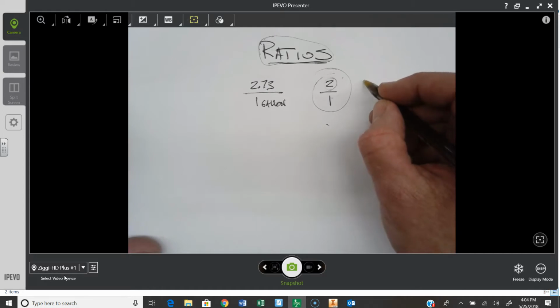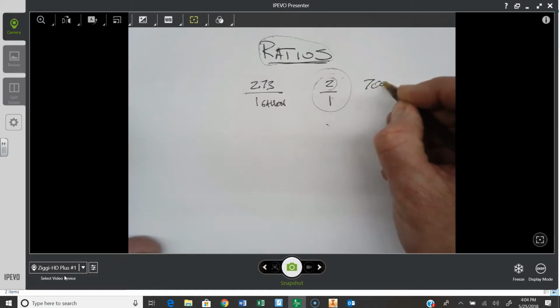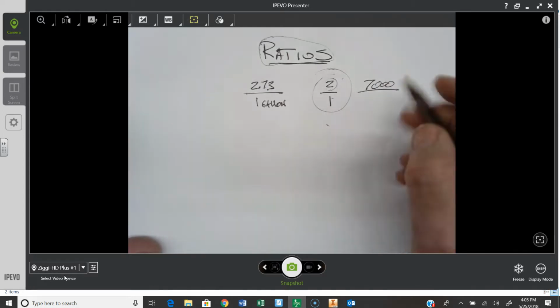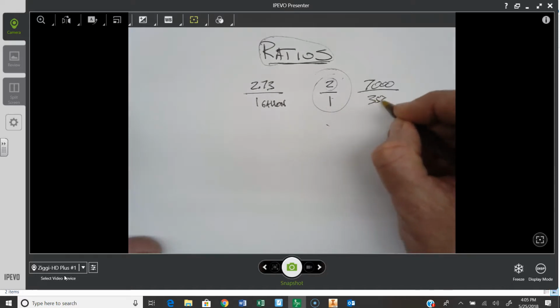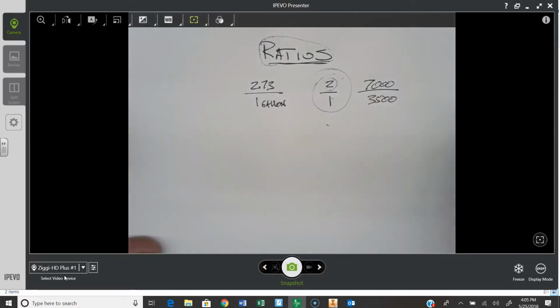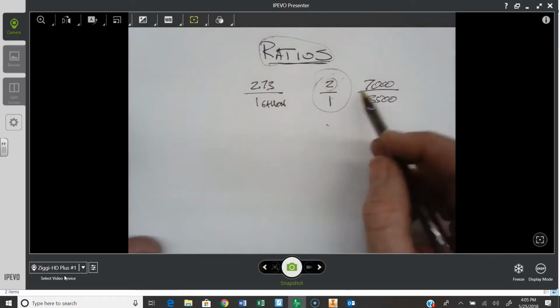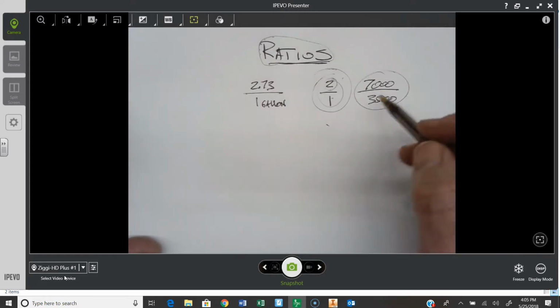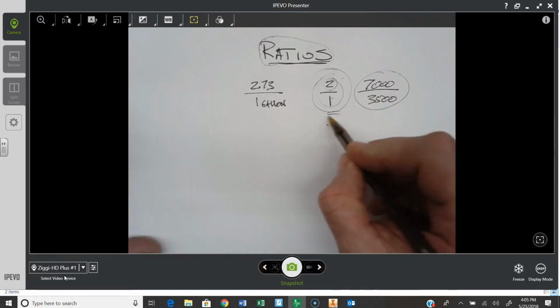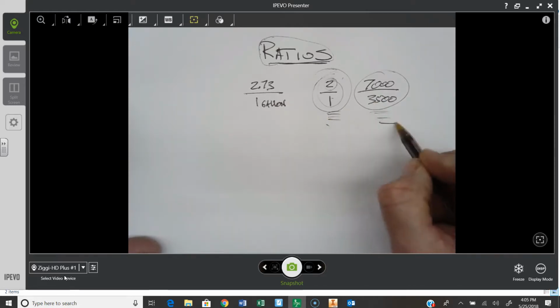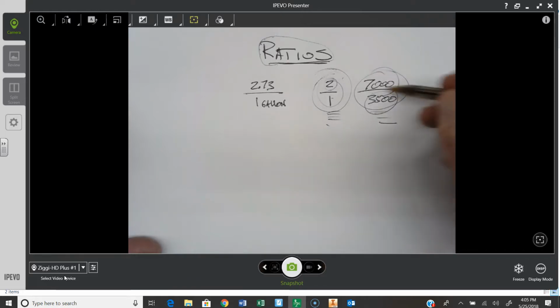If there were 7,000 guys at the university, then there would be 3,500 girls at the university. It's basically the same ratio, but written with different numbers. So sometimes the ratio holds the same, but the way it's presented is different.